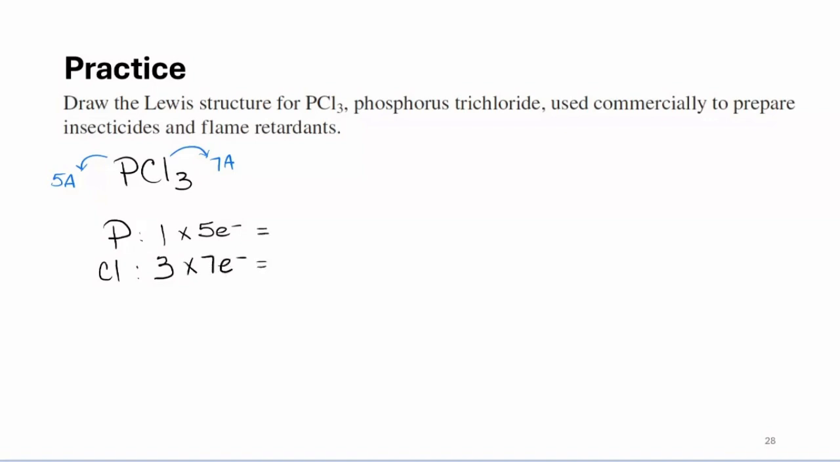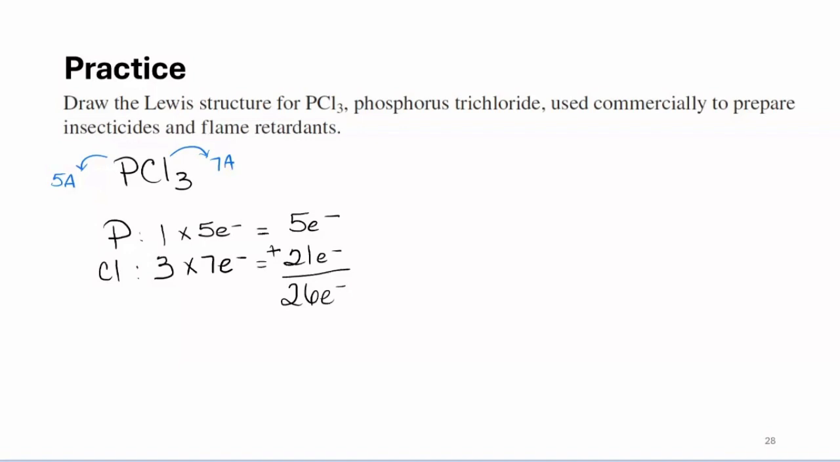So when we multiply the subscripts for the atoms in this chemical formula by the valence electrons that they bring in, we will find that phosphorus overall is contributing 5 electrons, while chlorine is contributing 21 electrons. To find the total, we are just going to add them. So in this molecule, we have 26 valence electrons that are going to give rise to the structure.